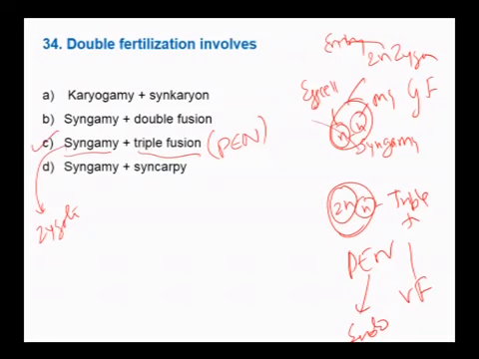Karyogamy is the fusion of nuclei; karyon means nucleus. Syngamy is fusion of gametes. Syncarpy is fusion of the carpels. Therefore the correct answer is C.